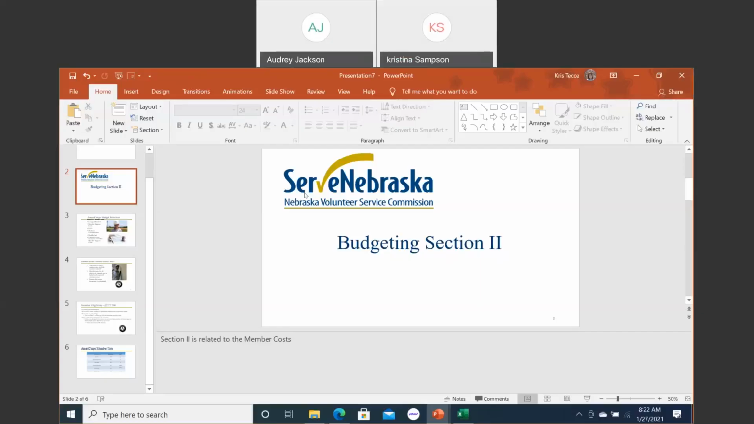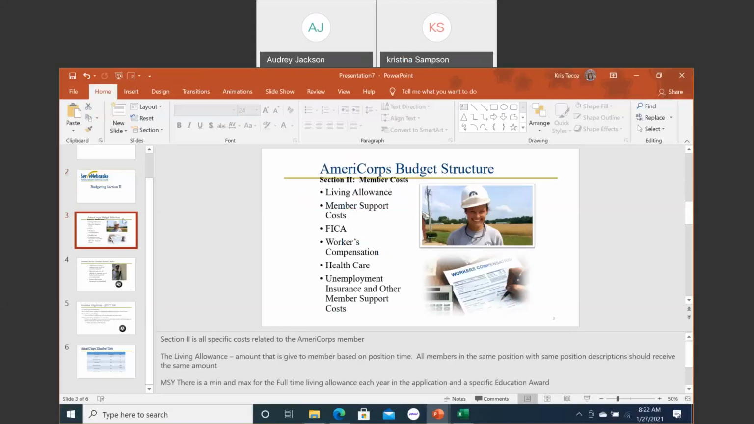Welcome to Serve Nebraska's Budgeting Section 2. We are going to talk about budgeting for members and talk about Section 2 of the overall budget. This is a very program specific section where we're talking about member costs. We're talking about the living allowance, member support to members, FICA, workman's comp, health insurance.